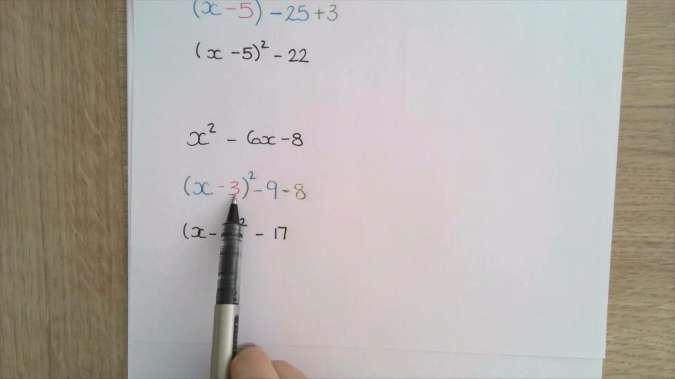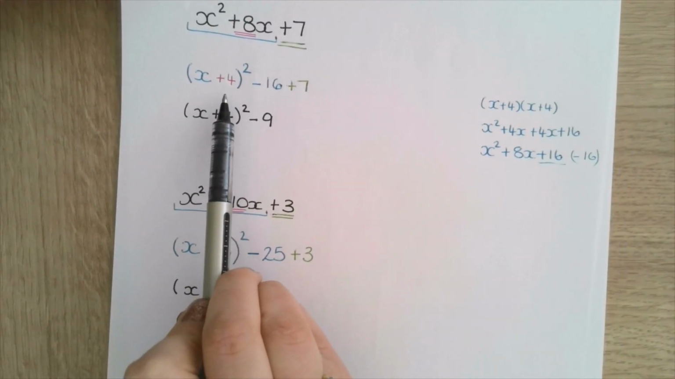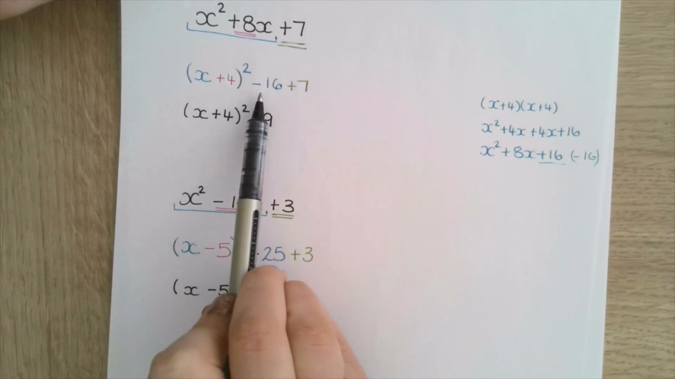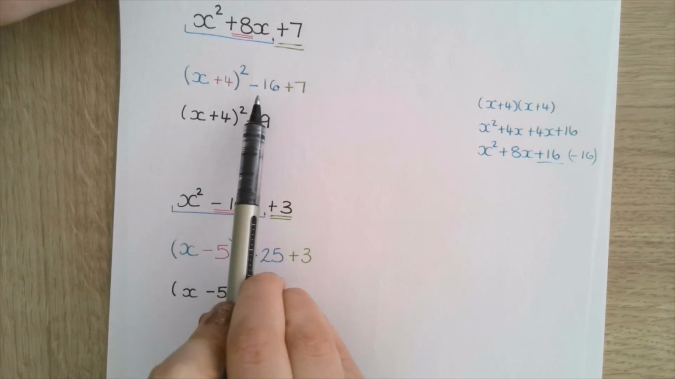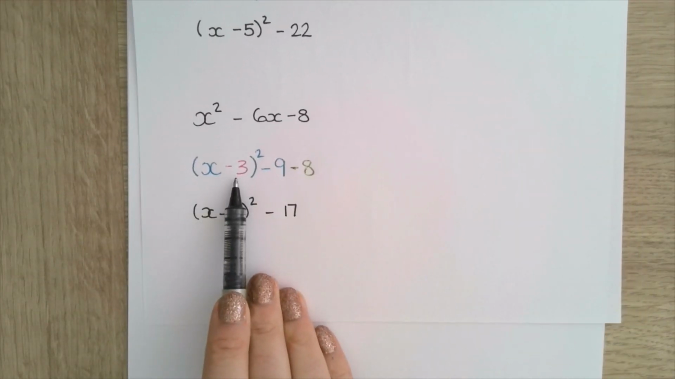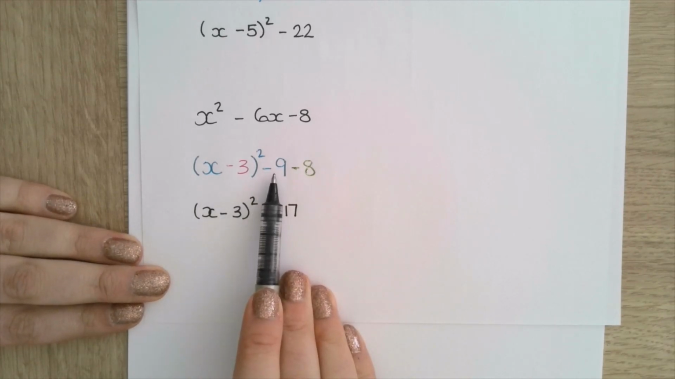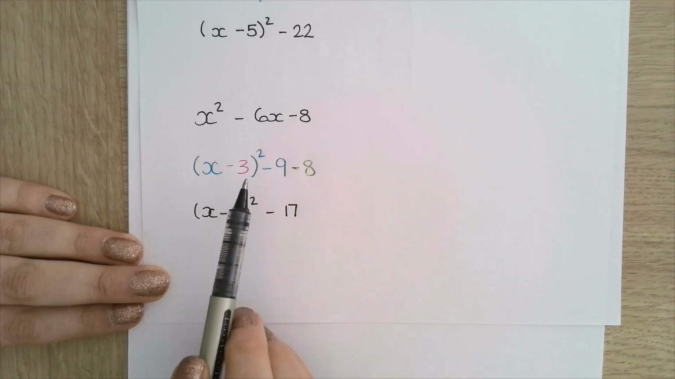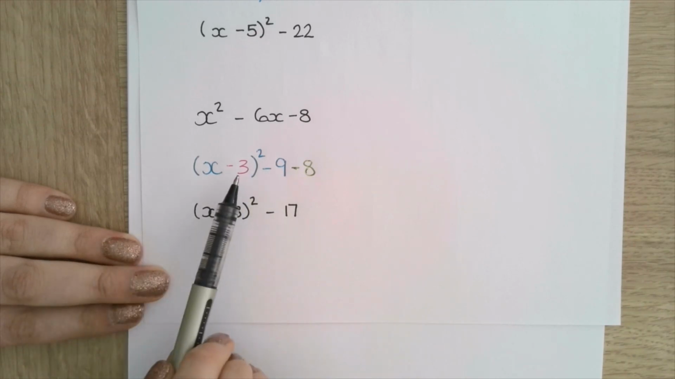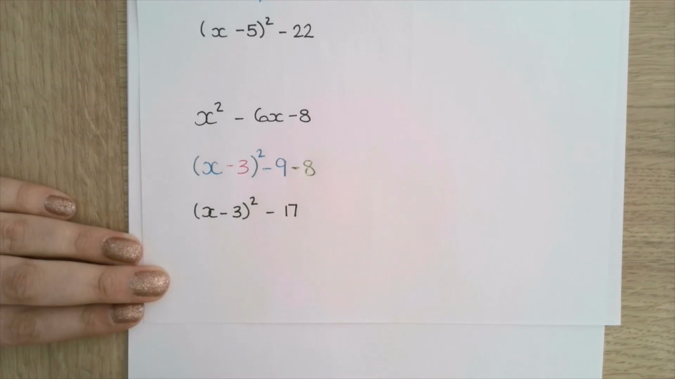So whatever this number is squared, whether it was the positive value of 4, which we squared to get 16 and then we took that away, or whether you've got the negative 3, that squared is 9, which is positive, we always subtract it. So just remember, we always subtract whatever this number is squared.